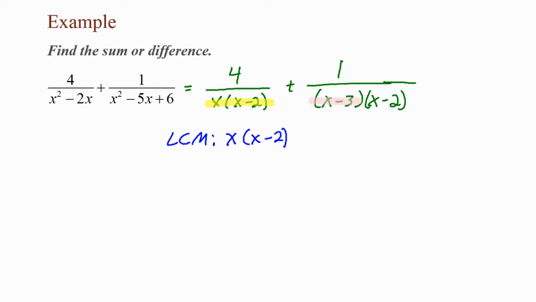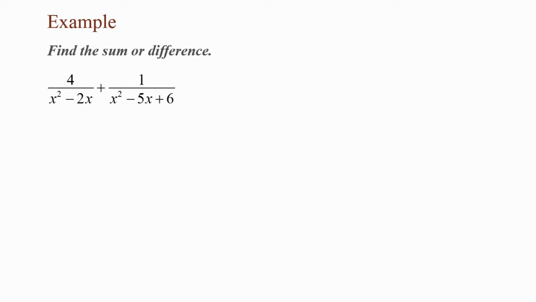Do I have an x minus 3? I don't, so I need to write it down. Do I have an x minus 2? I do, so I don't write it a second time. So for this problem, the least common multiple is going to equal x times x minus 2 times x minus 3.